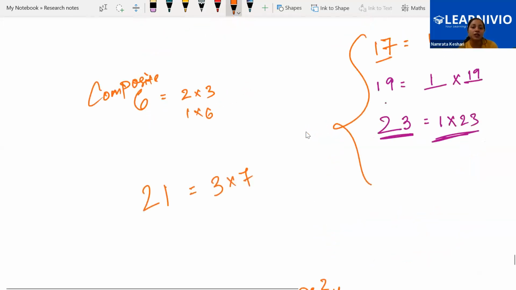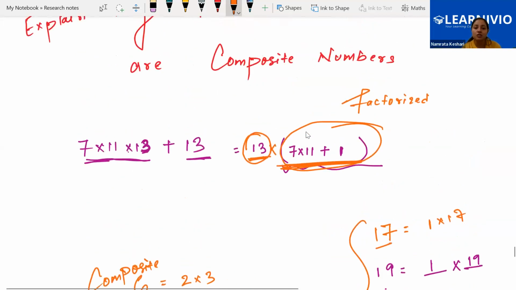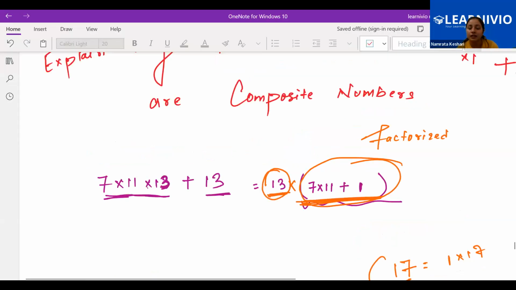Similarly, can you see that in our question, these two circled parts, 13 and the other bracket, are nothing but the factorized form. Getting it? Yes, ma'am. Okay. So we are able to represent it as a product of two different numbers. Hence, it's a composite number. Yes or no? Can we say from here only that it's a composite number?